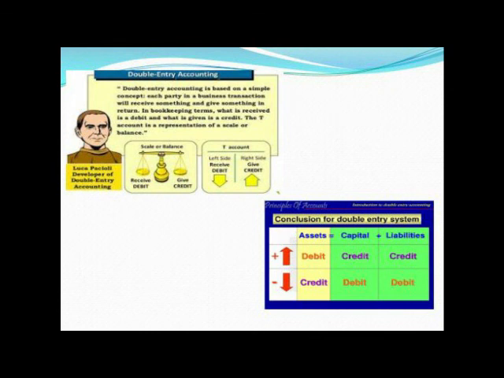Double entry accounting is based on the simple concept that every transaction has a dual effect, meaning in every transaction something is increasing and in return something is decreasing. The conclusion of the double entry system is that when assets are increasing, they are always debit, whereas liabilities and capital, when they increase, will be credit, and the debit will always equal the credit.